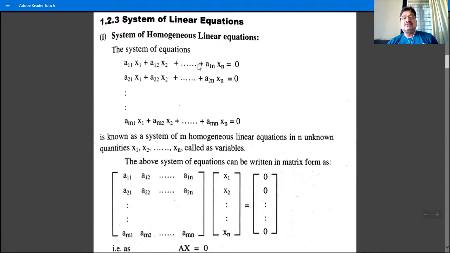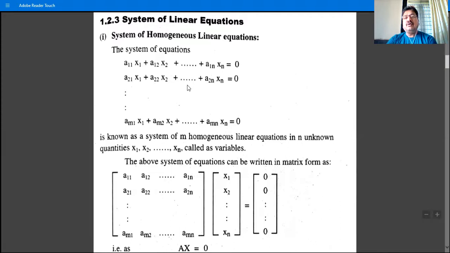If we take x1, x2, xn, all the values of these unknowns equal to 0, and substitute x1 as 0, x2 as 0, xn as 0 in the first equation, then we have the answer 0: LHS is 0, equal to RHS. Similarly, if we substitute x1, x2, xn as 0 in the second equation, then LHS is 0, equal to RHS, so the second equation is satisfied. If we substitute in the last equation, this equation is also satisfied. So x1 equal to 0, x2 equal to 0, and so on, xn equal to 0 is the obvious solution of this system, called the trivial solution.